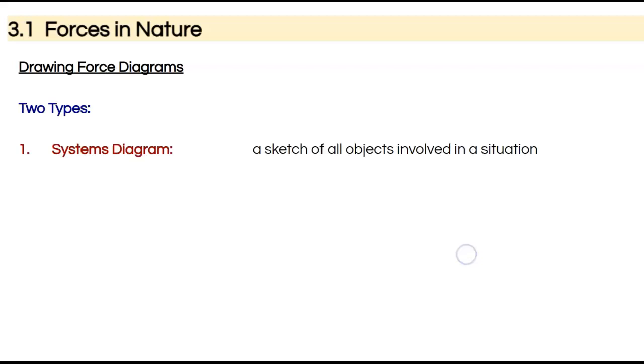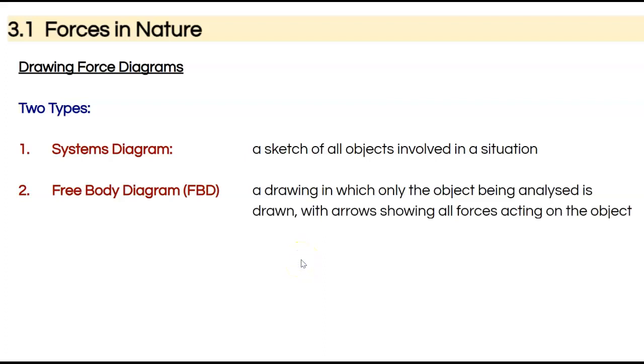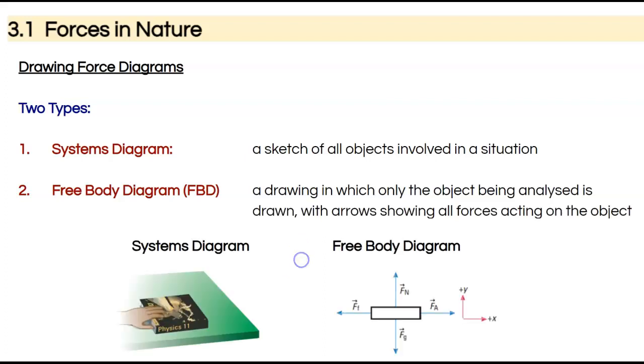So we have two types. I've talked about the free body diagram, but before that, we have a systems diagram. And really, that's just a sketch of all the objects that might be in a situation. Whereas a free body diagram is a simple diagram showing only the object being analyzed and all the forces acting on it. So a systems diagram is going to look like this. The systems diagram is basically, okay, you have a physics book on a desk, right? It's a visual representation of the scenario.